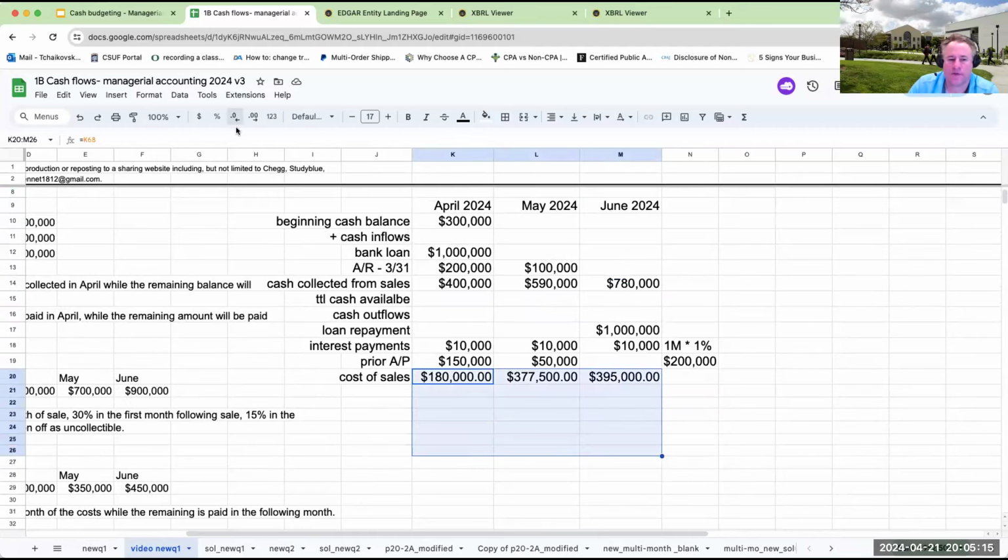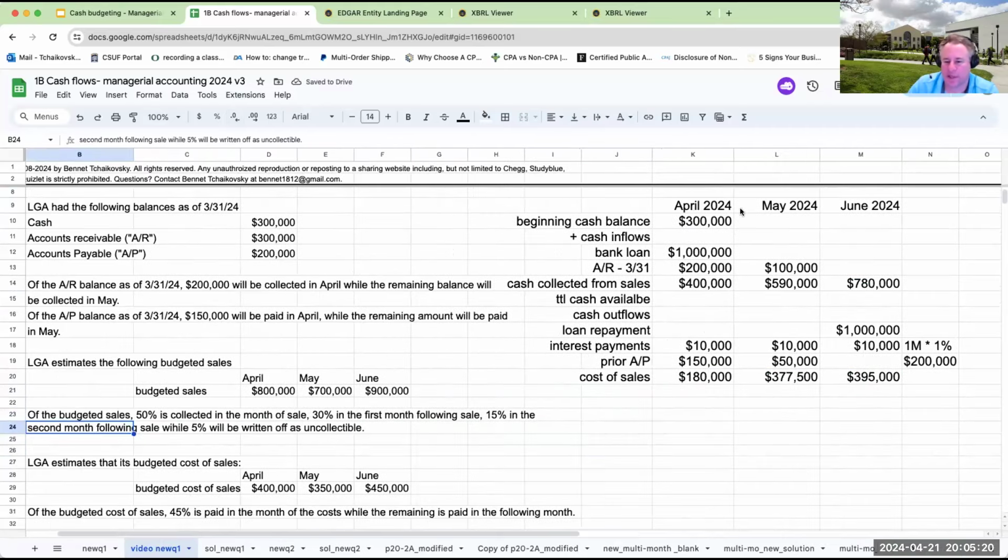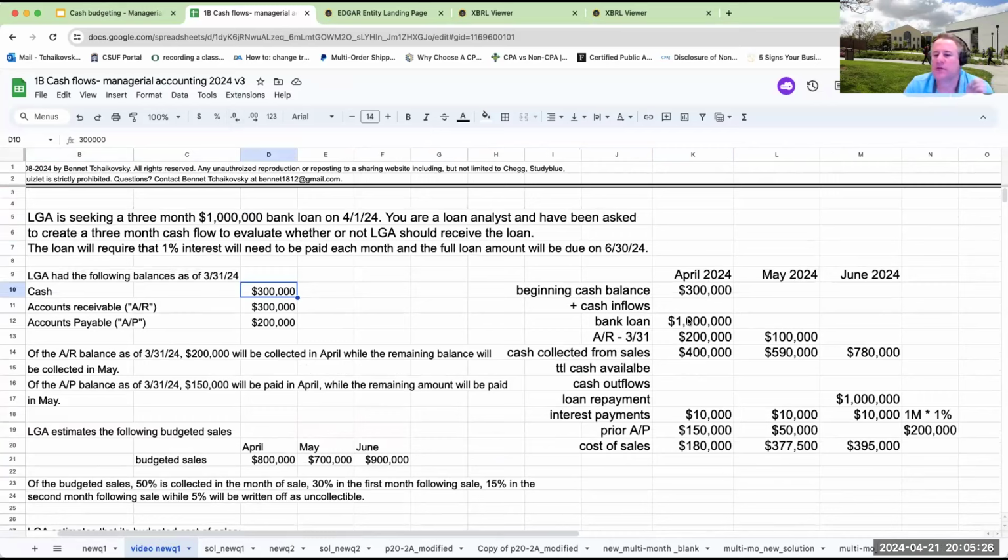Okay, so let's go through and do a recap. First thing we went through and did, we put in the beginning cash balance, right? This is basically the balance as of 3/31/24. Then we dealt with the loan. We showed the loan coming in as an inflow in the first month, and then it's showing as an outflow because it's going to have to be repaid. The full amount's going to be due at the end of June. But what we also have to do with a loan is pay interest. So we've got the interest right over here.